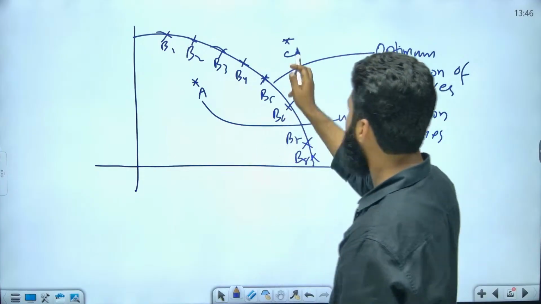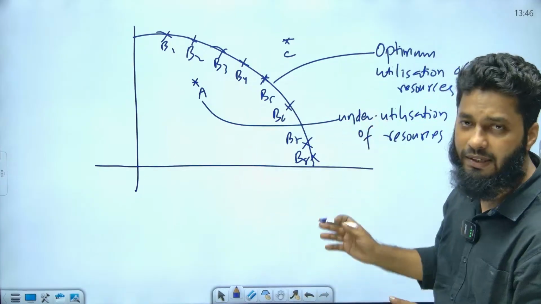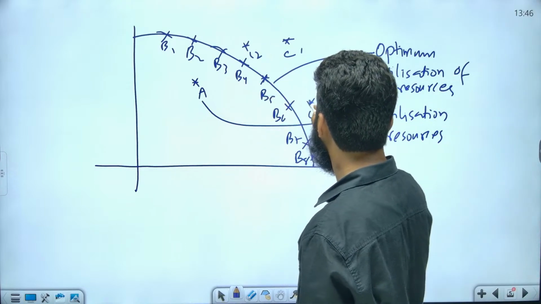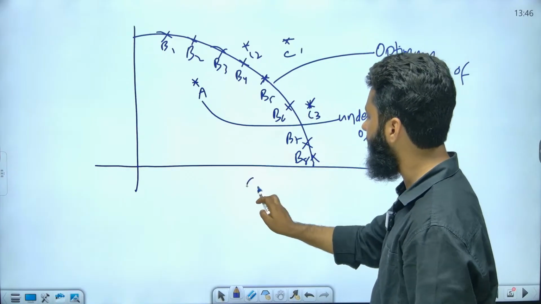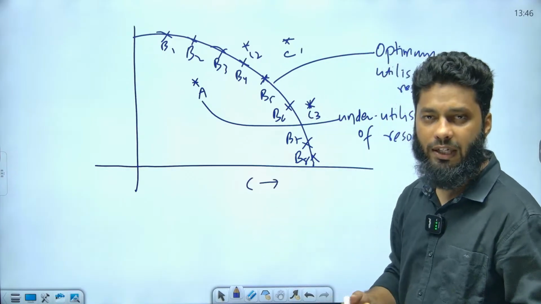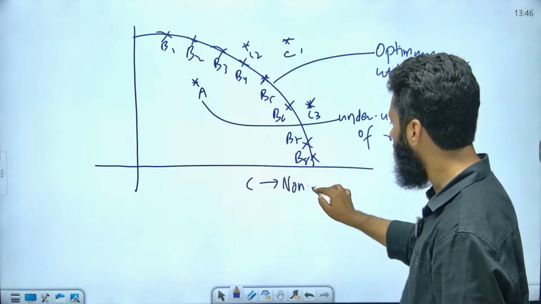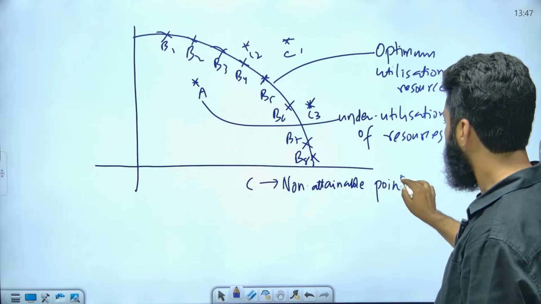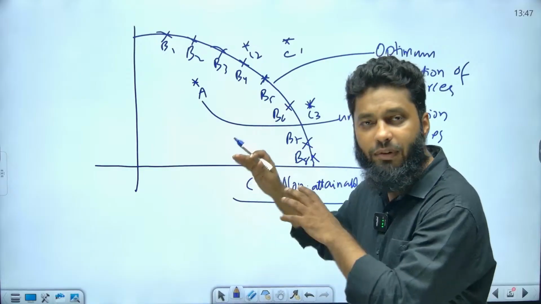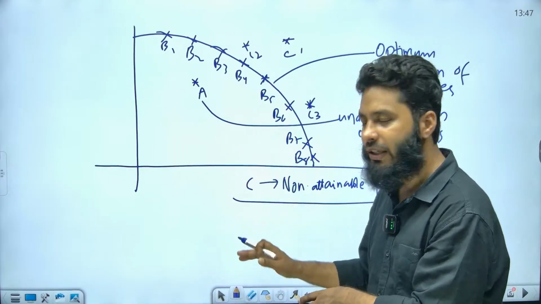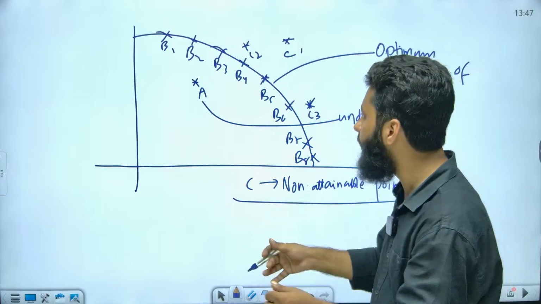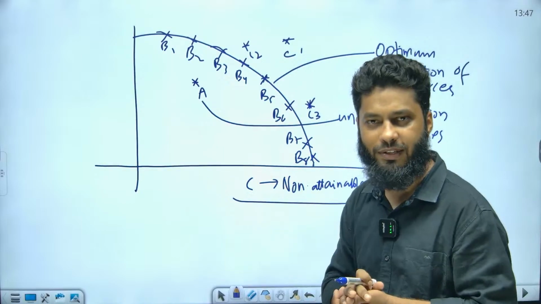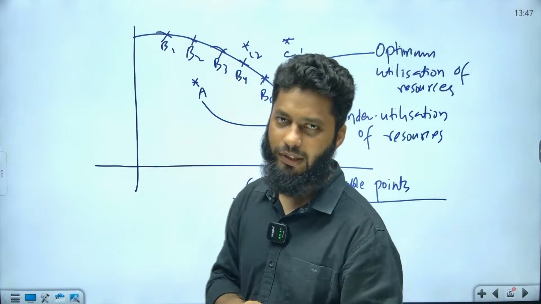And when we talk about any point C, which is outside the curve, for example, this is C1, this is C2, this is C3, right? All these points, point C represents what? The non-attainable points. You cannot reach these points. What do we mean by non-attainable points? For given technology, for given workforce, for given resources, it is not possible to reach these points. It is not at all possible to reach these points, right? So these are non-attainable points.